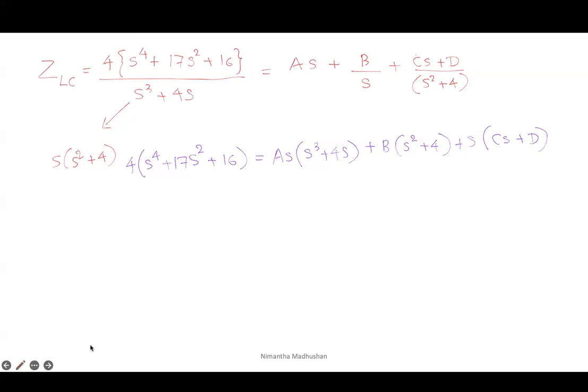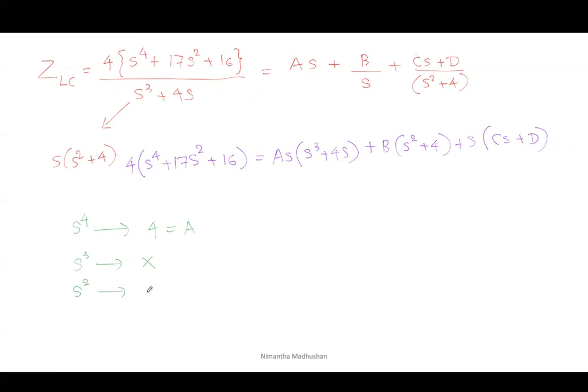For that one, first I consider the s to the power 4 terms. For the left hand side it is 4, and from the right hand side it is A. A is equal to 4. Then I consider s to the power 3. There are no s to the power 3 terms on both sides. Then I consider s to the power 2.